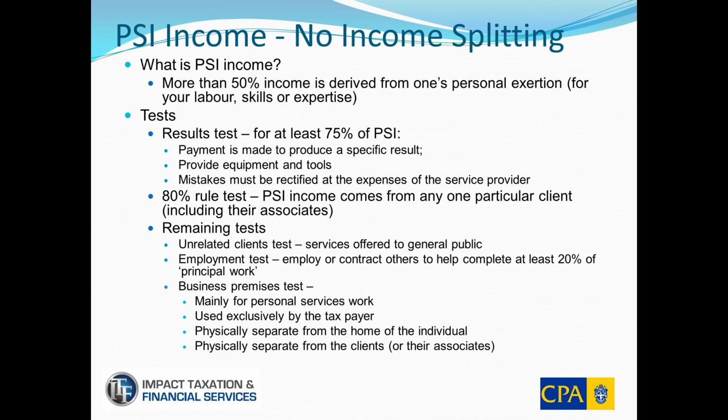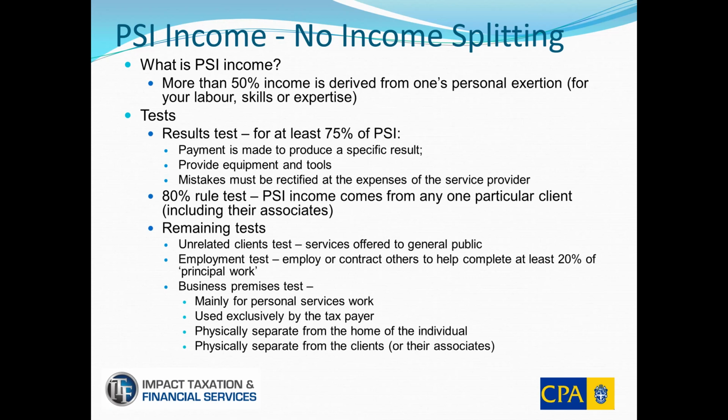When you look at the first test, the results test: at least 75% of payments are made to produce a specific result. The employer would give me, and I have to provide, a specific result. So that's kind of a yes, and we put a tick there. Next, provide equipment and tools. When I work for this so-called client, I go to their office and they give me a laptop to use. That means they are providing equipment to me, so for this test there's a cross there.